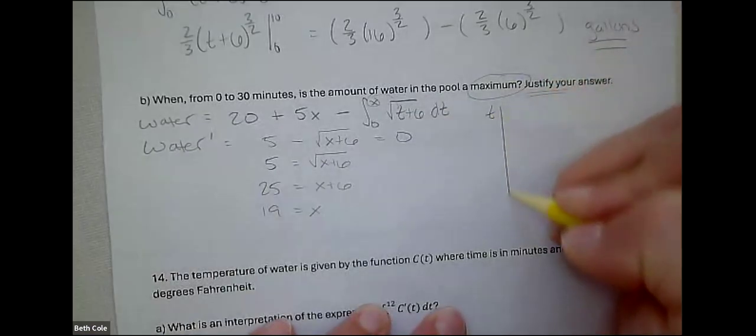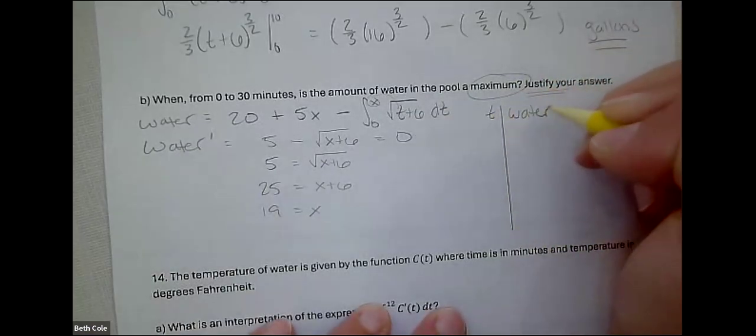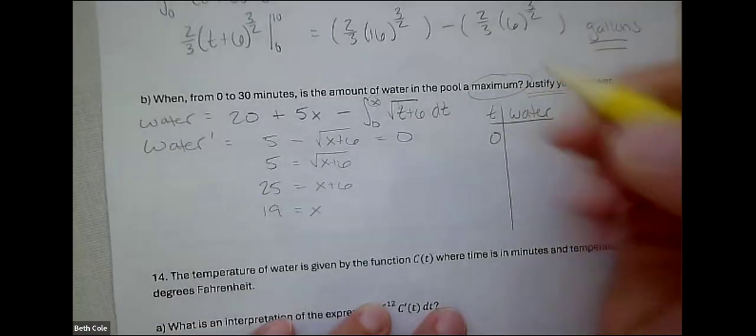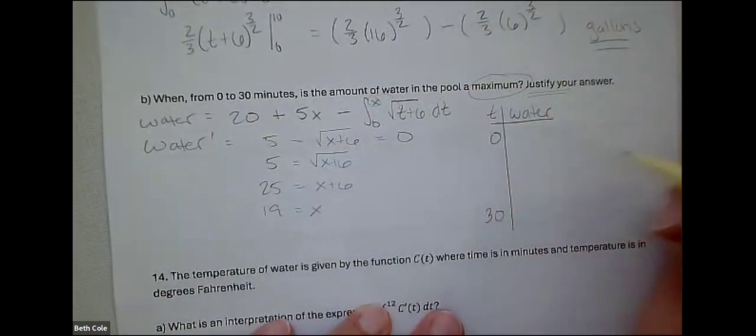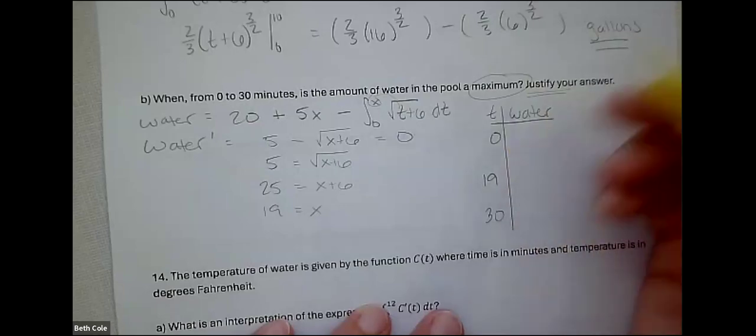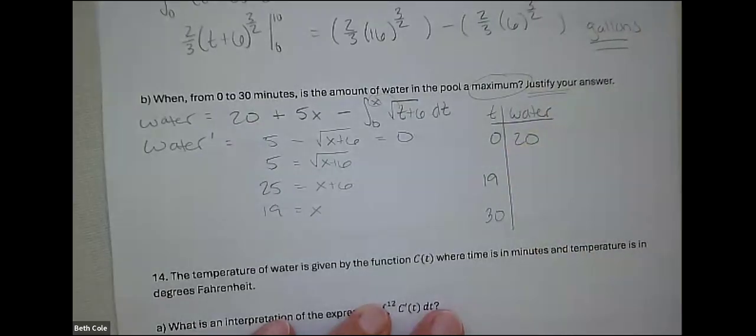Now I'm going to make my table. I have times, and I have amount of water. So we want to go from 0 to 30. And then our critical point we found is 19. At time 0, we had 20 gallons. That was the initial condition.